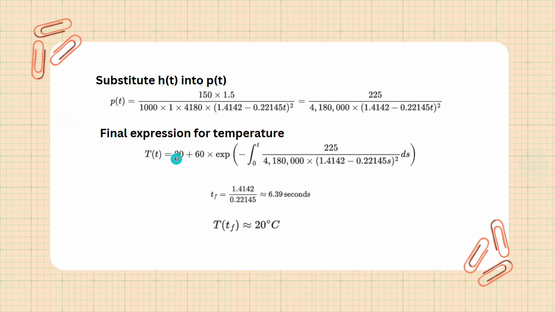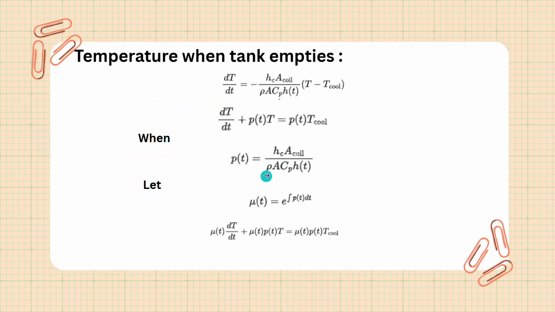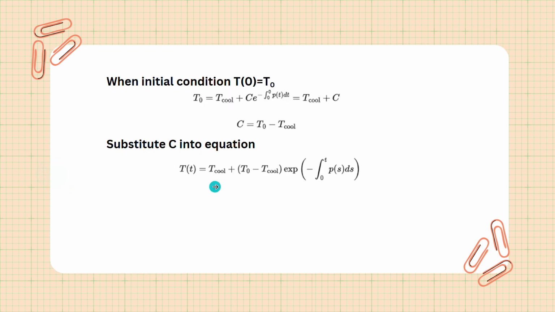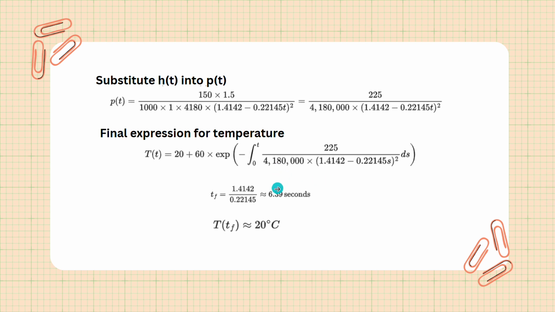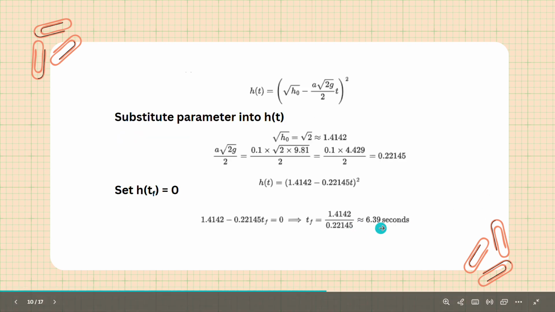After that, you just need to substitute h(t) into p(t), which is the time here. You just substitute it in this formula. It involves the density, the area, the heat capacity, and also this h(t). So we substitute all the information here, and then you substitute the final expression for temperature in this formula. You should get 6.39 seconds, same as earlier, this one.